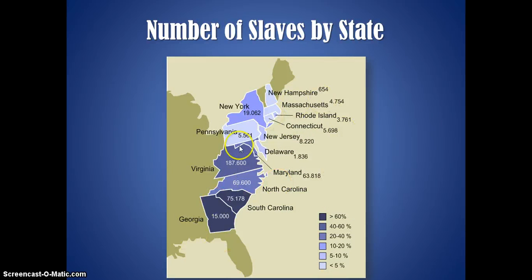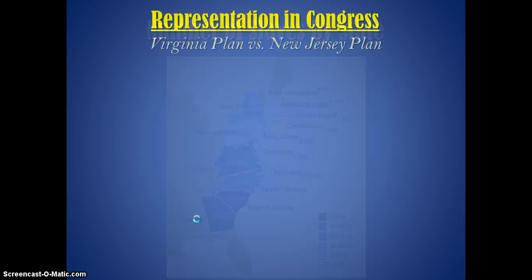Also, there are the slaves in the state. The big question here is, should those slaves count as population in the state? Some people would say yes, of course, because they're human beings and they should count as population. But some people would say, well, slaves don't have any rights, so they're not treated like people. Maybe they shouldn't be counted as people. And this also is going to lead to a debate and a compromise.